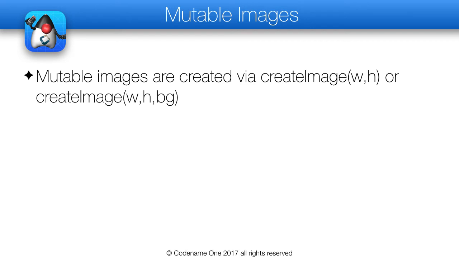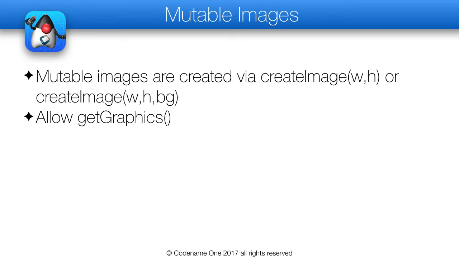Mutable images are created via Image.createImage(int, int) or Image.createImage(int, int, int). They accept the width and height of the image and potentially the ARGB background color. Once created, a developer can invoke getGraphics on a mutable image and draw to its surface. The image can then be drawn onto the screen like any other image.